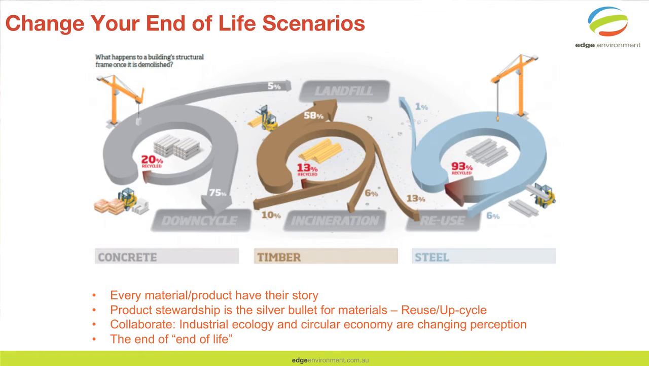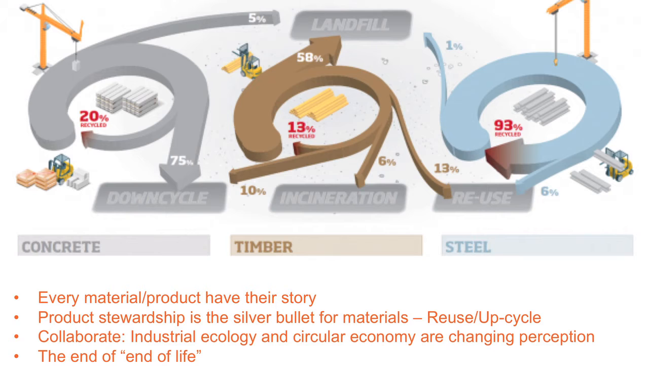And if we look at where does it go, exactly. So right now, we look at concrete. 70% of it is used, but it's downcycled, right? We look at timber, about 58% is going to landfill. And steel, which is always talking about the recyclability, yeah, they remelt it, but it's a highly energy-intensive process, and only 6% is actually being reused.